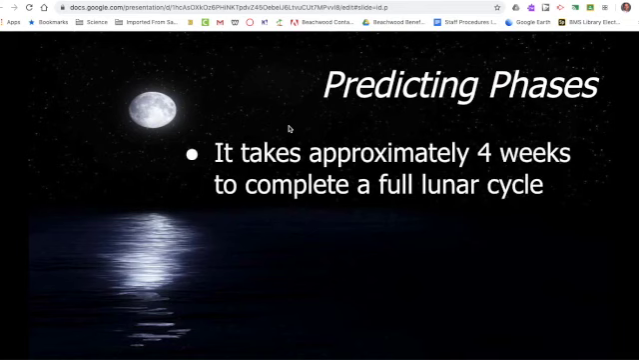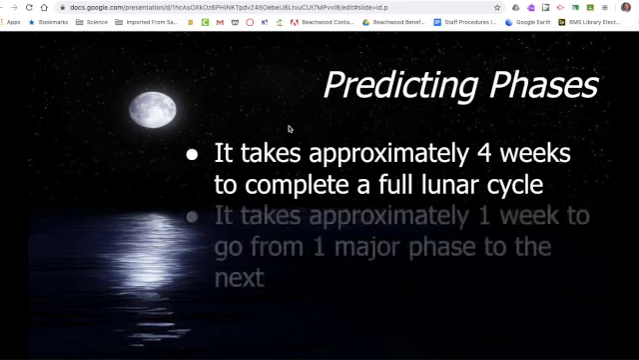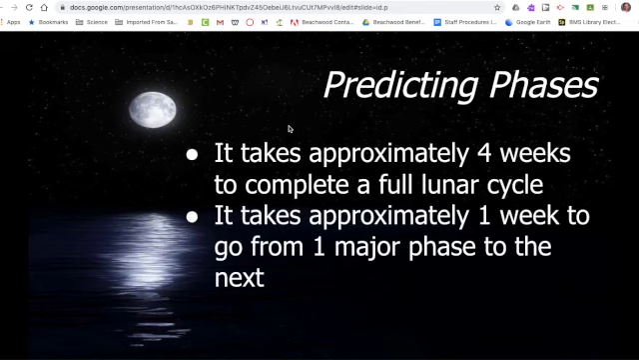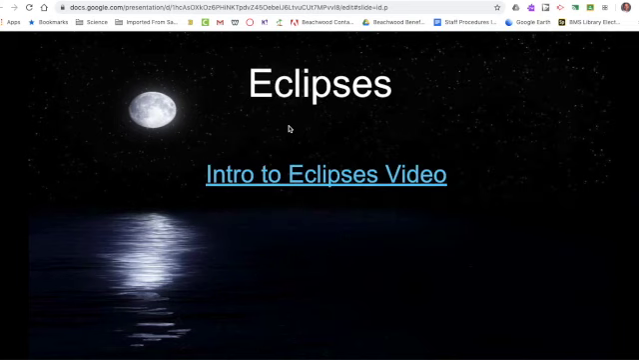You guys know that our calendar is based off of the lunar cycle, and it's approximately 4 weeks. It takes approximately 1 week to go from one major phase to the next. So what I mean by a major phase is new moon to quarter moon, and then quarter moon to full moon to last quarter, and then last quarter back to new moon. Those are the main phases that we usually speak of. Those major phases take 1 week to go from one to the next.